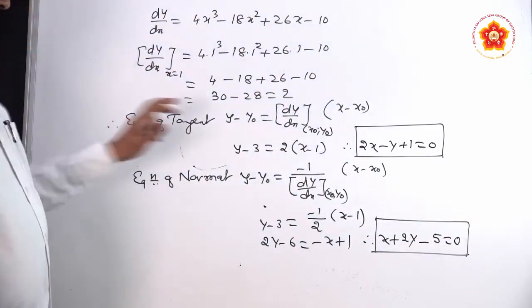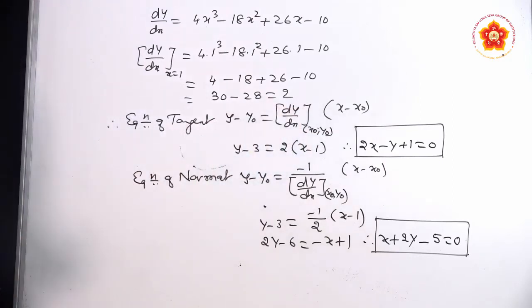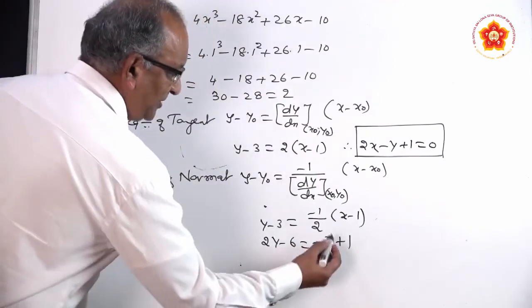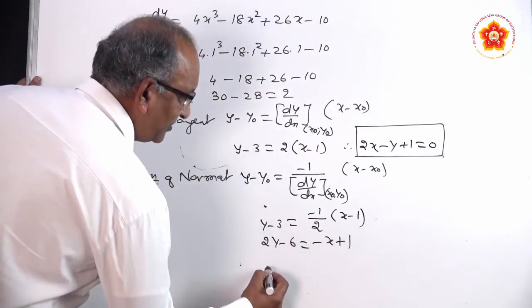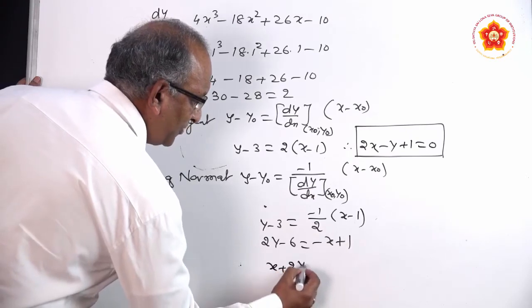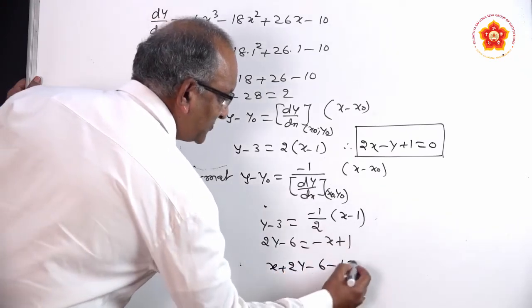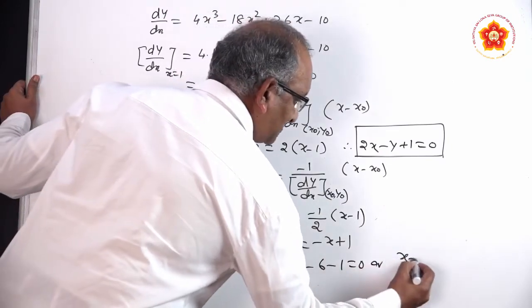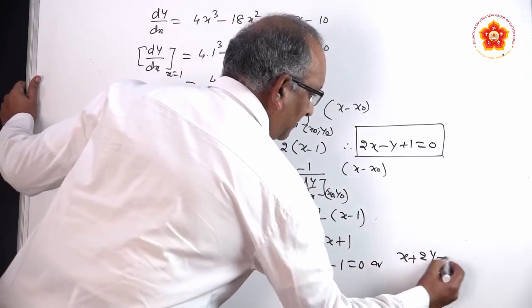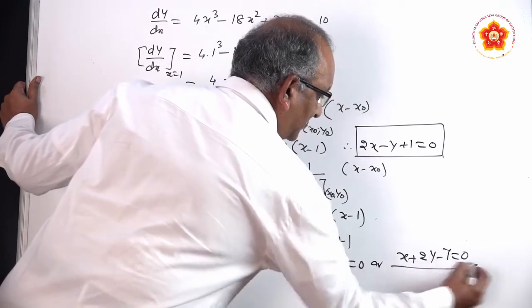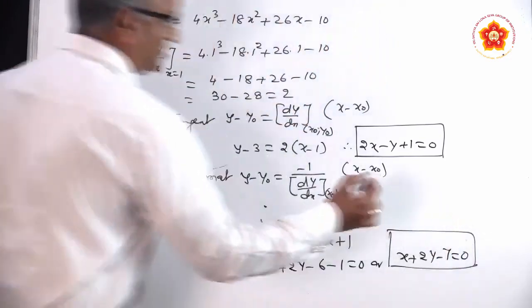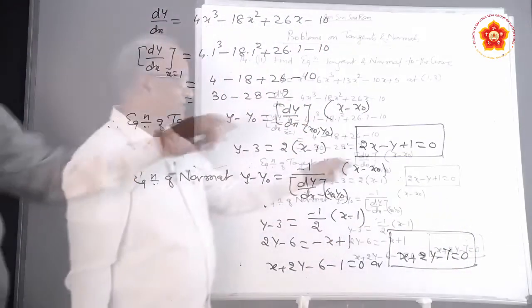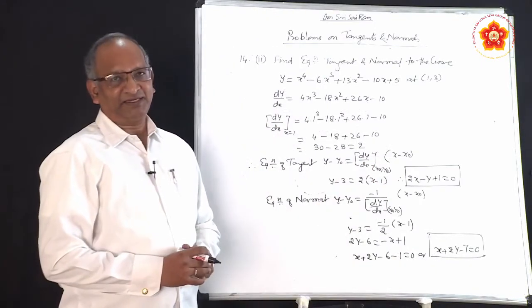The first one is equation of tangent, the second one is equation of normal. If we simplify, get those terms this side, it will become x plus 2y minus 6 minus 1 equal to 0, or it can be written as x plus 2y minus 7 equal to 0. So, this is the equation of normal. The first one is equation of tangent.